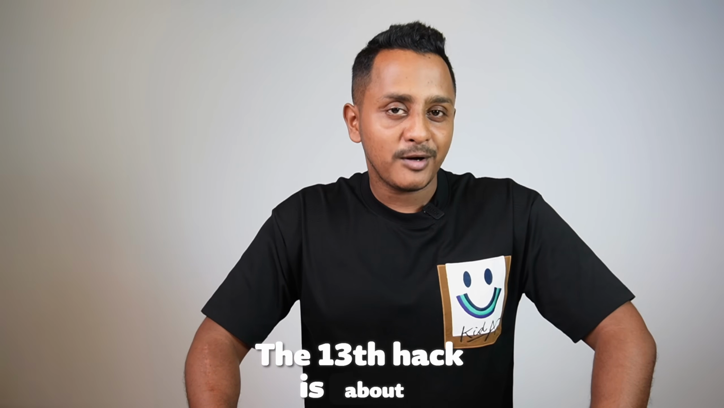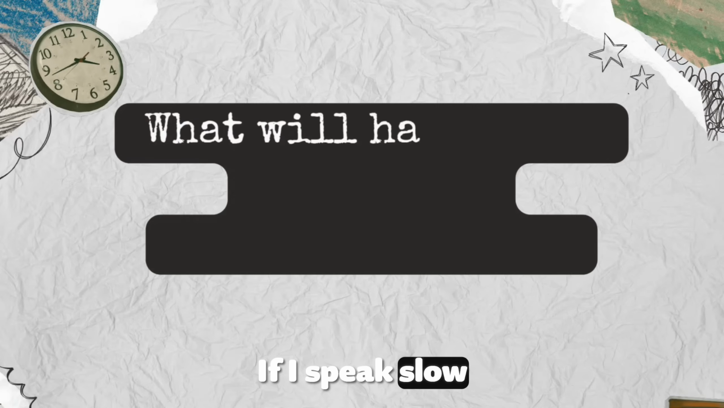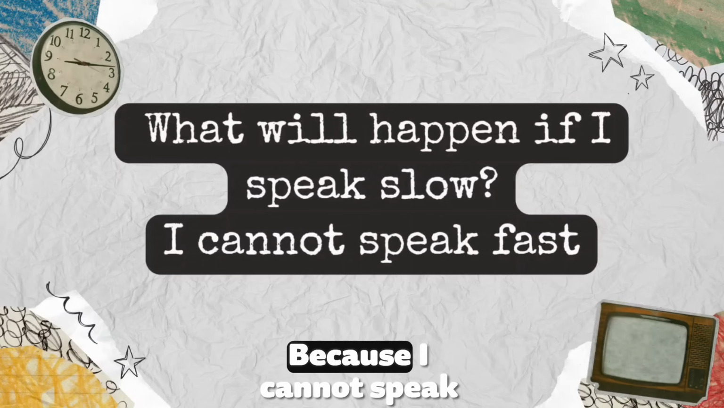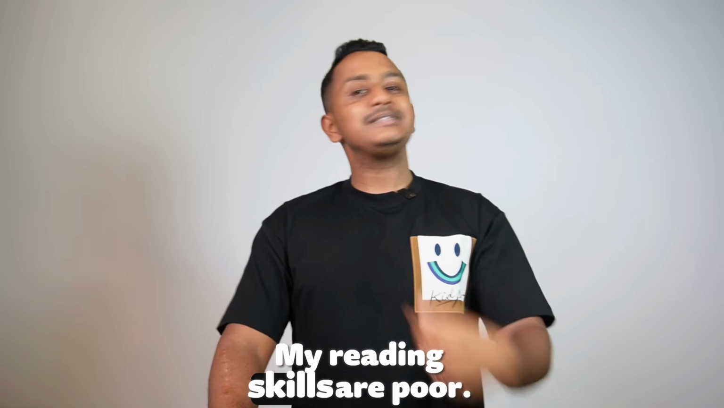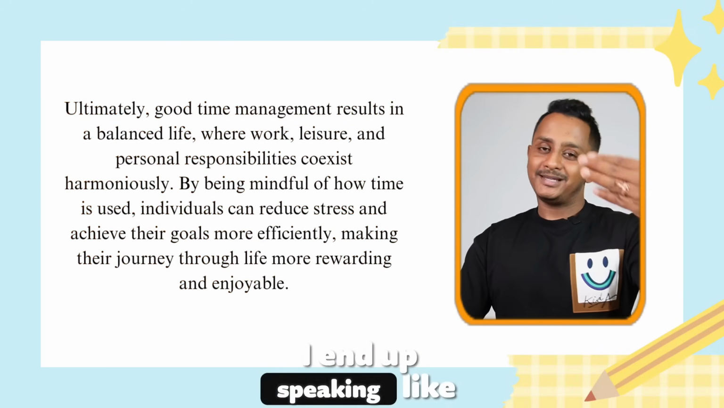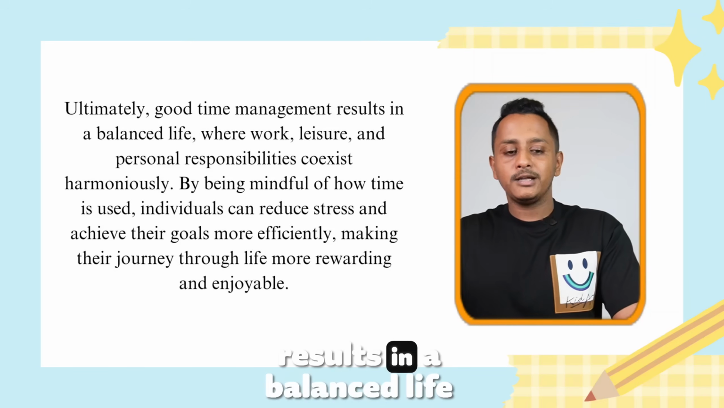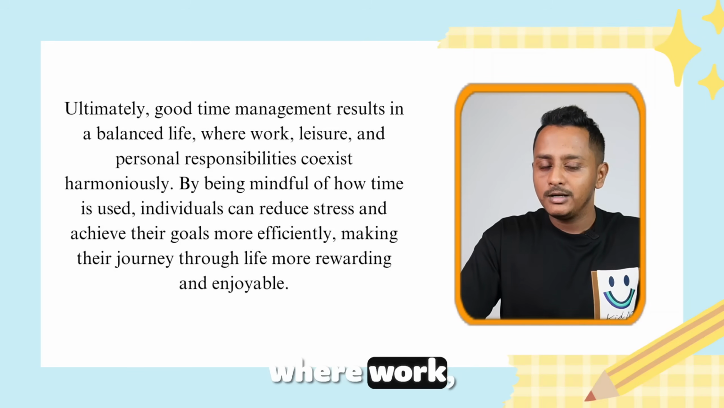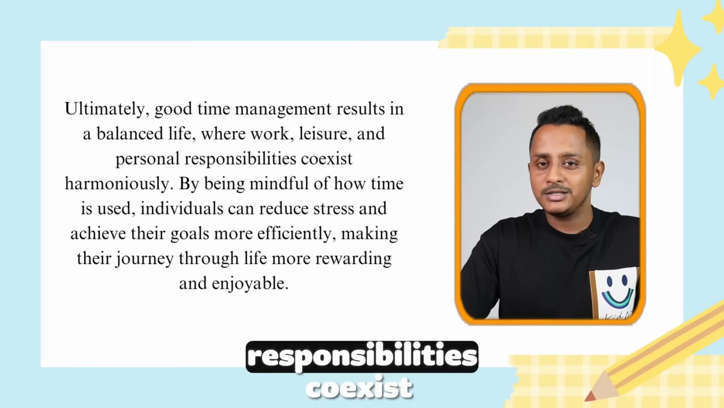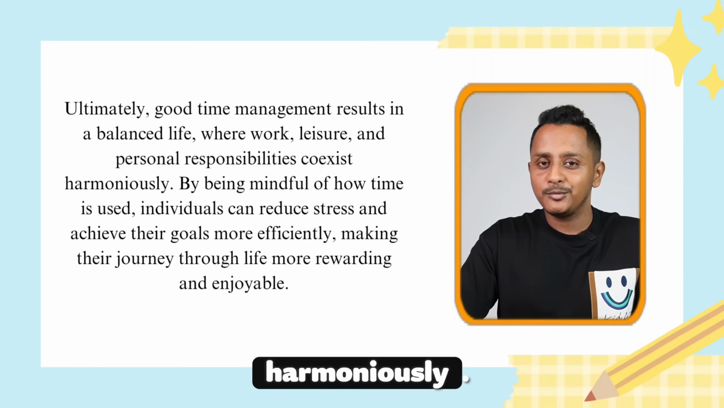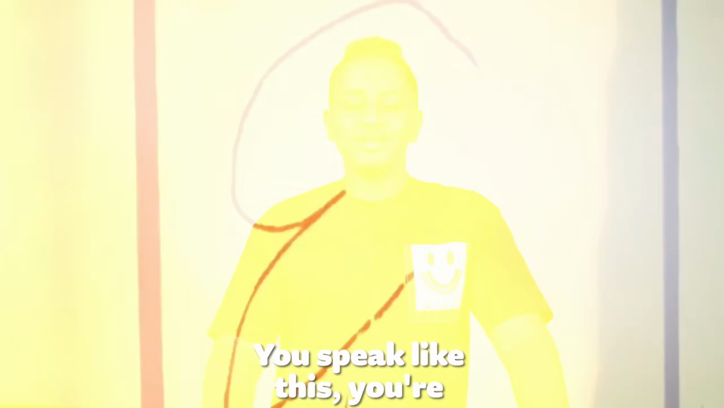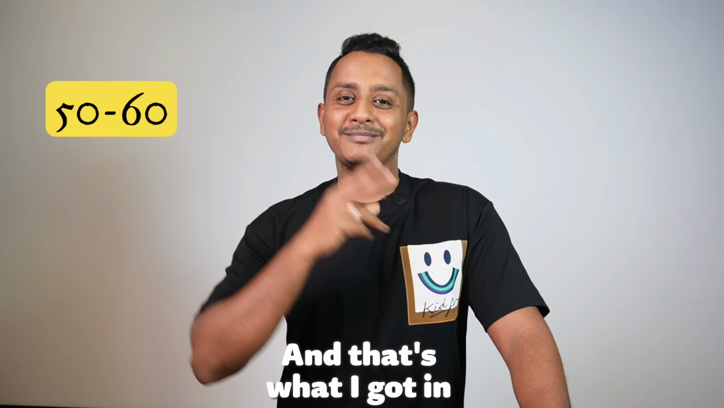The 13th hack is about speaking slow. If I speak slow, will I get marks? Because I cannot speak fast, my reading skills are poor. So what do I do? I end up speaking like this. Ultimately, good time management results in a balanced life where work, leisure and personal responsibilities coexist harmoniously. You speak like this, you're going to get 50 or 60, and that's what I got in my first two attempts.